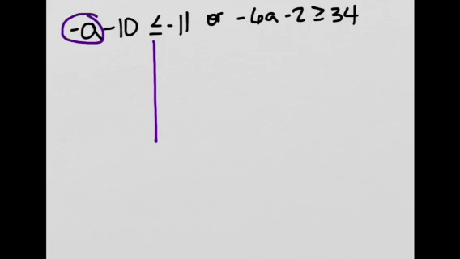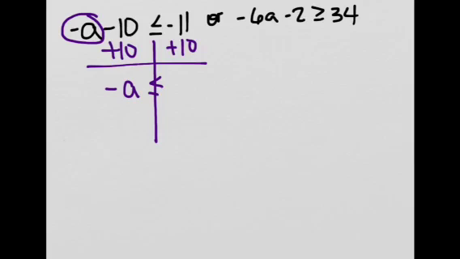Every time I should see you draw your line and circle what you're solving for. How do I undo a negative 10? I add 10. So I have negative a is less than or equal to negative 11 plus 10. My signs are different, so I subtract my numbers. 11 minus 10 is 1, and take the sign of my negative.